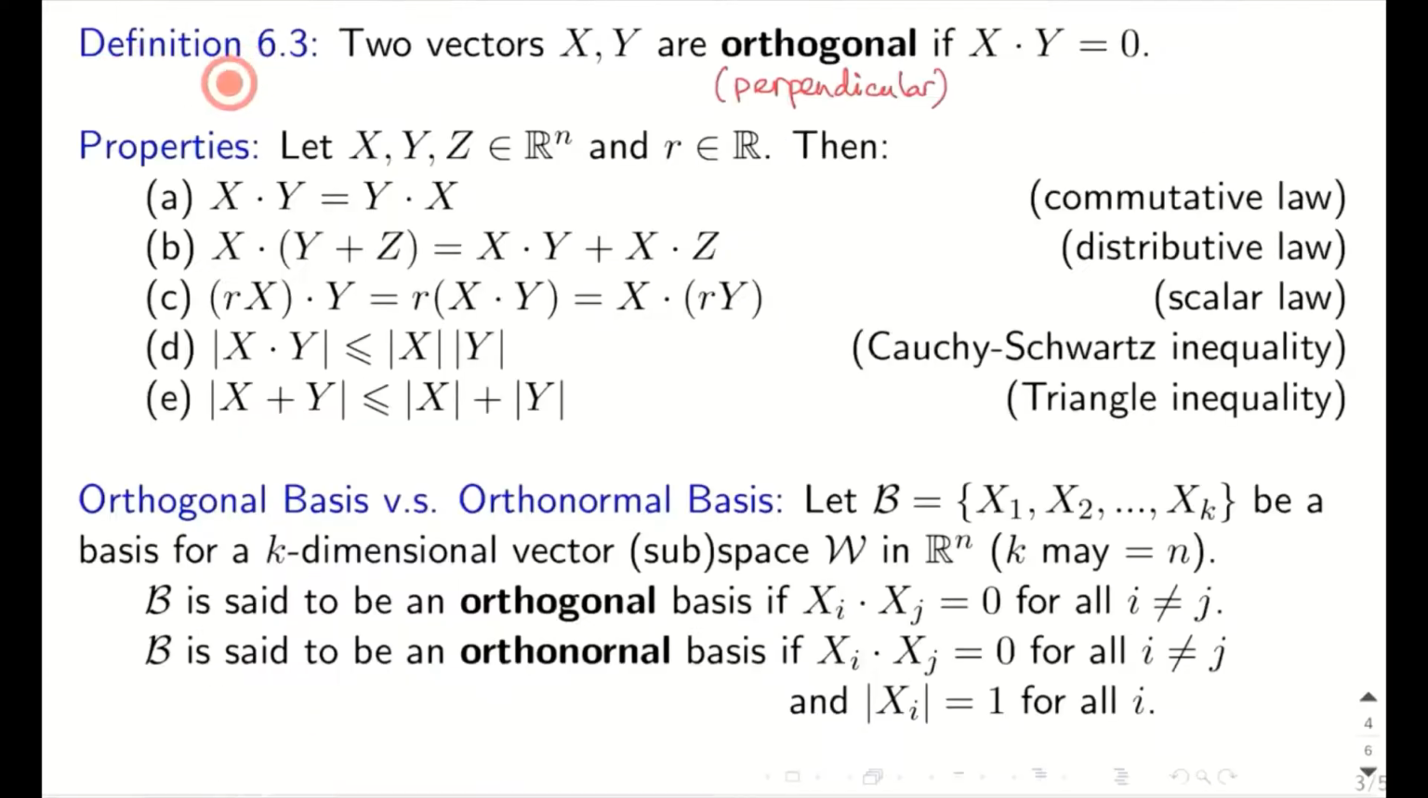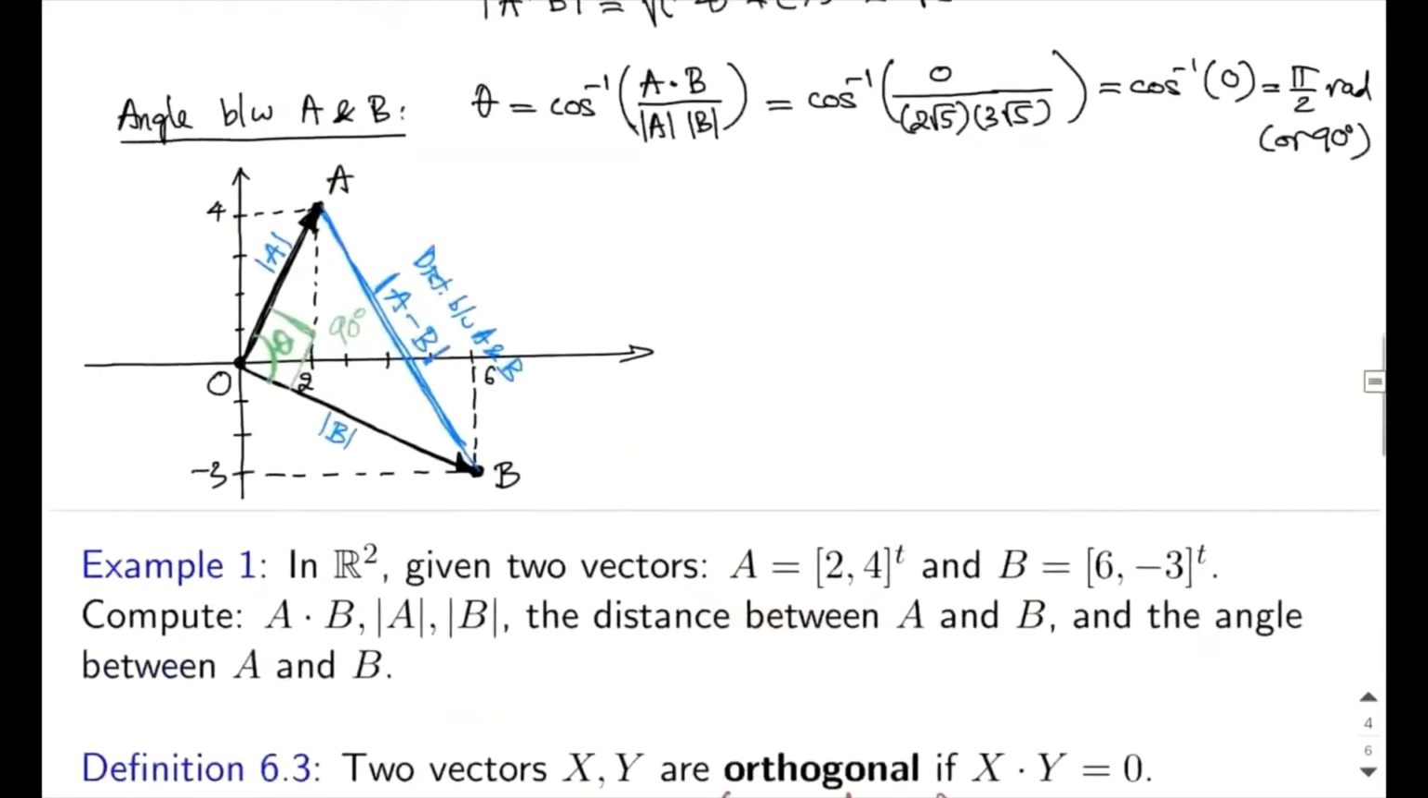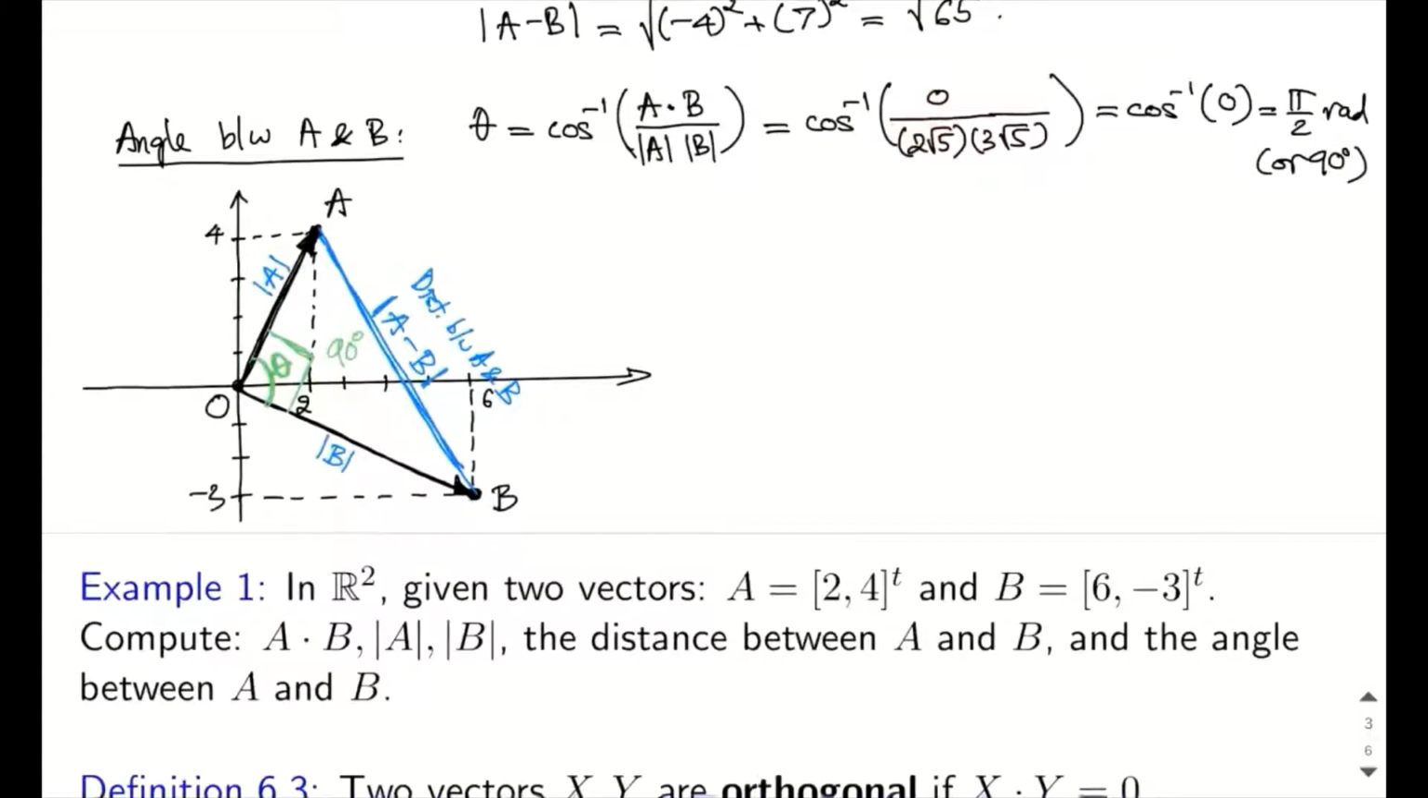Right. Definition 6.3. Two vectors x and y are orthogonal when the dot product of x and y is 0. Orthogonal just means perpendicular in geometry. That means that the angle between the two vectors is going to be 90 degrees.